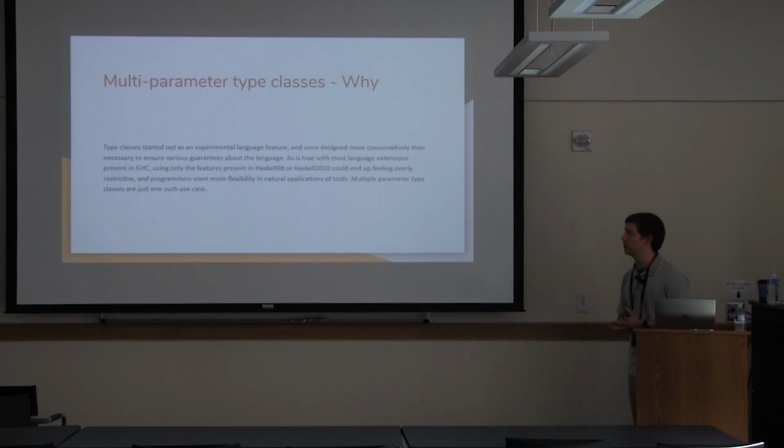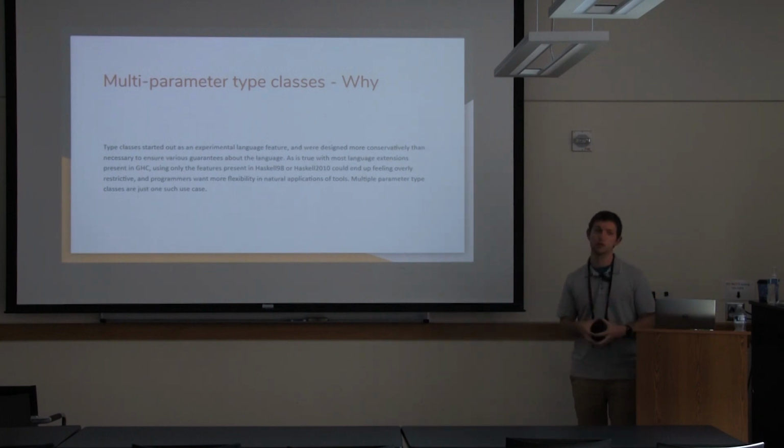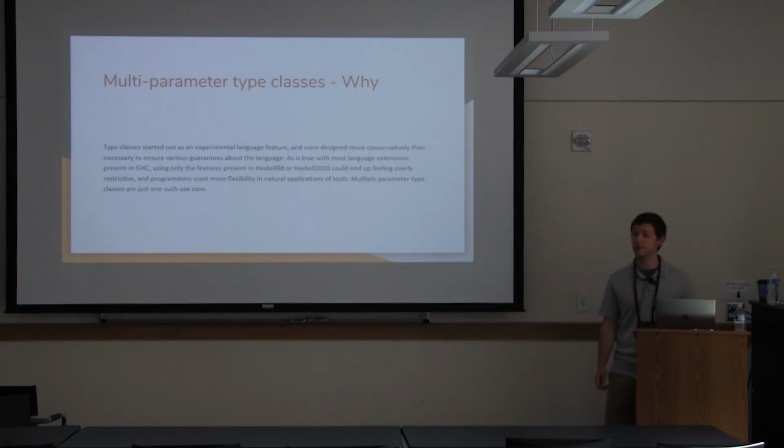Well, again, type classes started off as this experimental language feature. They didn't know if it was going to work. They weren't super useful in the first iteration either. And then when they added constructor classes, it got a lot more powerful, and people were able to find lots of practical use cases. And then they immediately ran into this issue of, well, why can I only have 1 parameter? So GHC extends upon this, and multi-parameter type classes allow you to be more flexible in the natural applications of type classes that exist in a lot of programs.